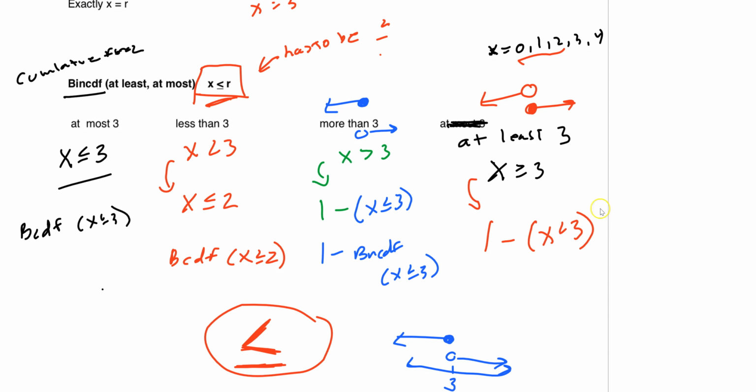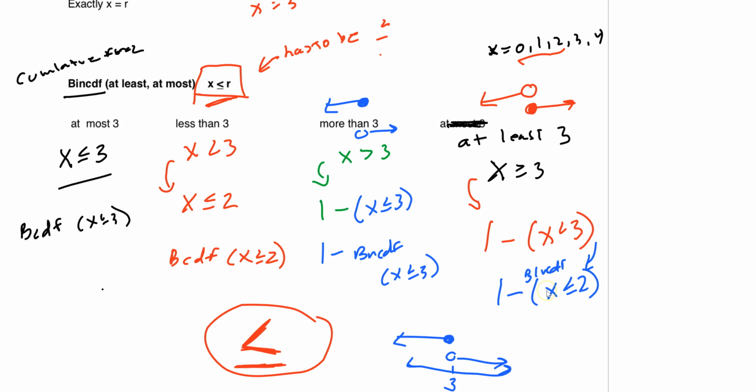Not done yet. Remember? I can't do less than. I need less than or equal to. So just like before, we got to go down a level. So I'm not done yet. You got to go x is 1 minus x is less than or equal to 2. And then that's what I put in my calculator.